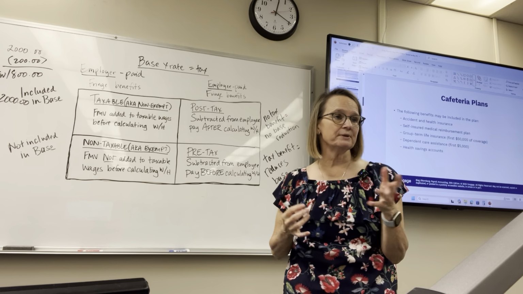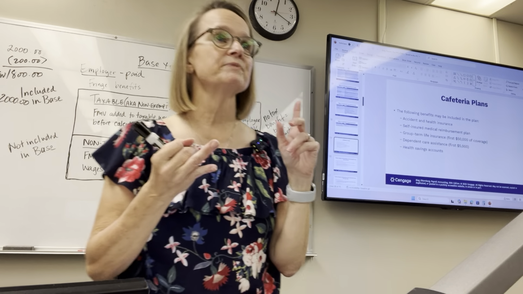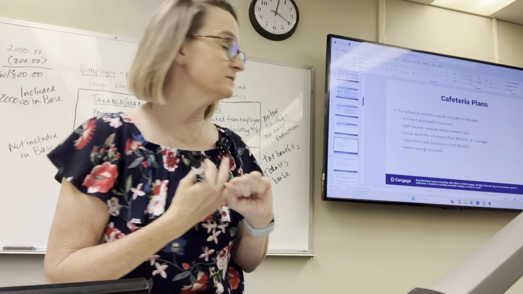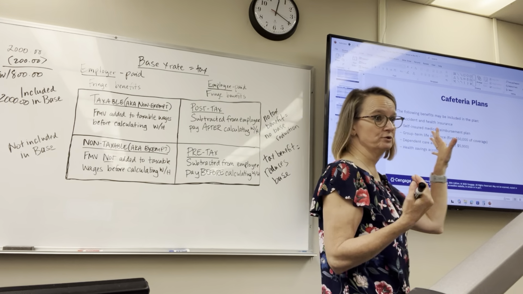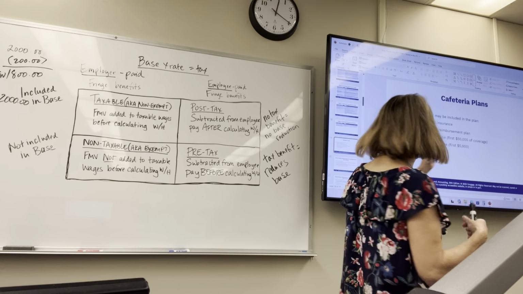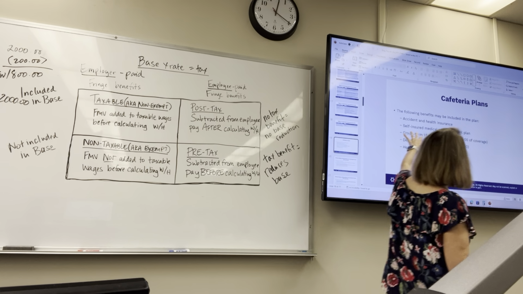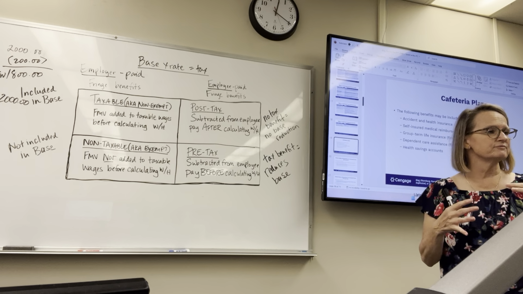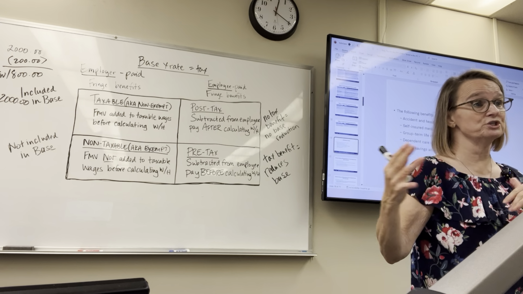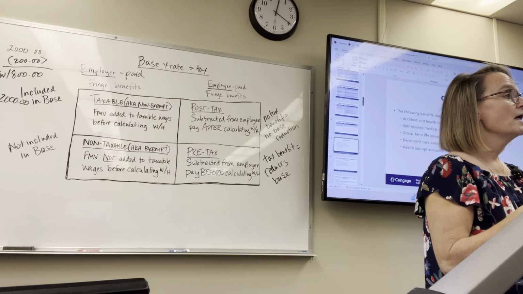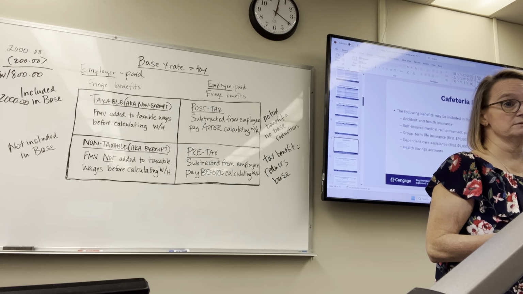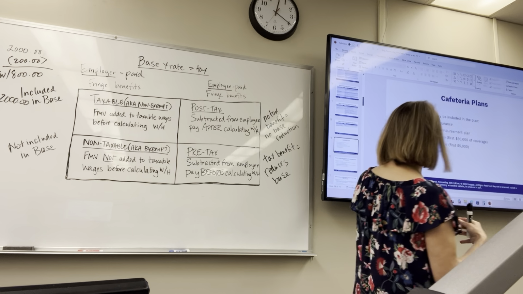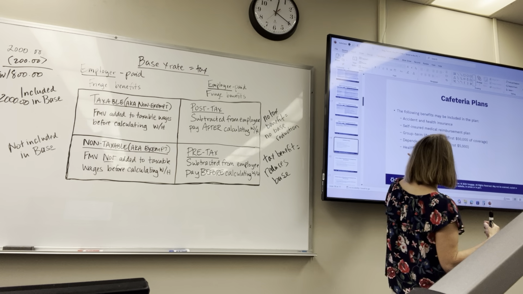Everything in a cafeteria plan has to do with health and wellness type of benefits. So accident and health insurance can be included in a cafeteria plan. Self-insured medical reimbursement plan: there are some employers that, instead of or in addition to offering health insurance, will reimburse employees for medical expenses. So that can be part of a cafeteria plan.